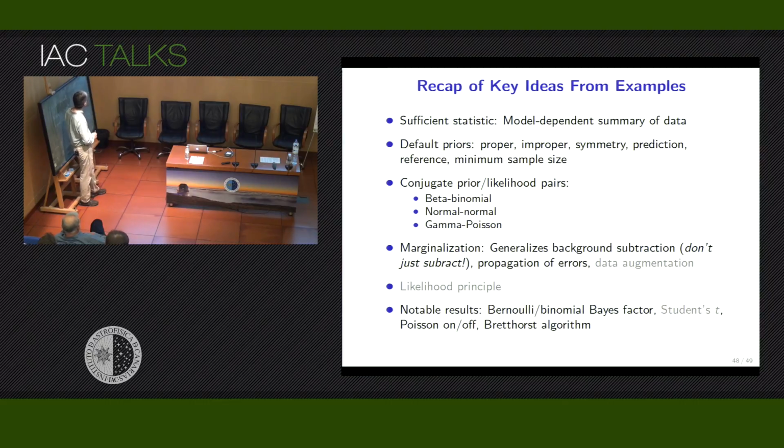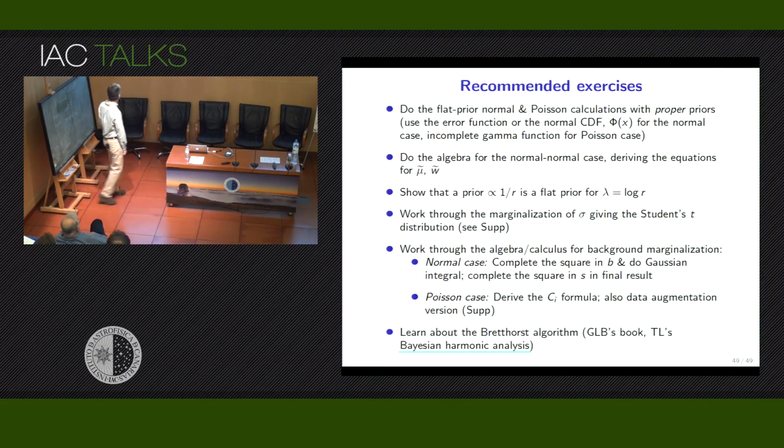A big emphasis was marginalization, which generalizes background subtraction and propagation of errors. The gray things are things that are talked about in the supplement. The likelihood principle, which we just briefly mentioned, has more on it in the supplement. And then some notable specific results are the on-off method and the Bretthorst algorithm, things that deserve some more attention. And then I just gave you a list here of things that I recommend you do.